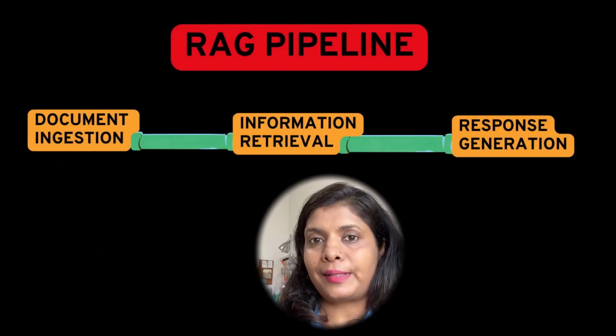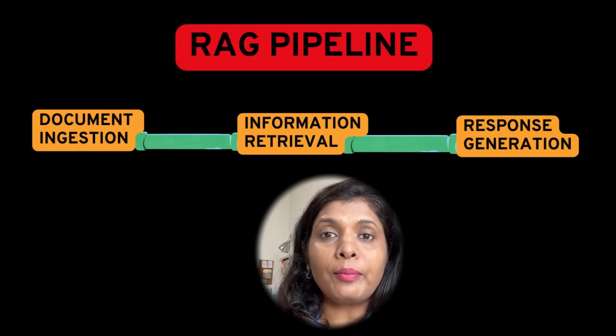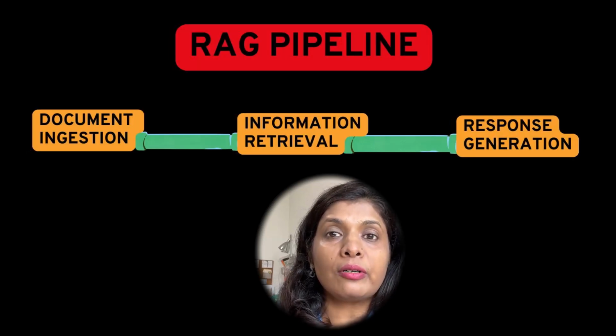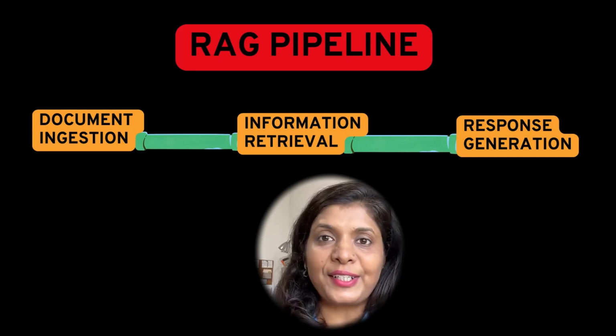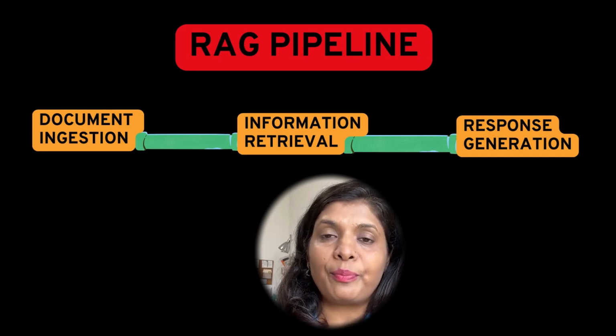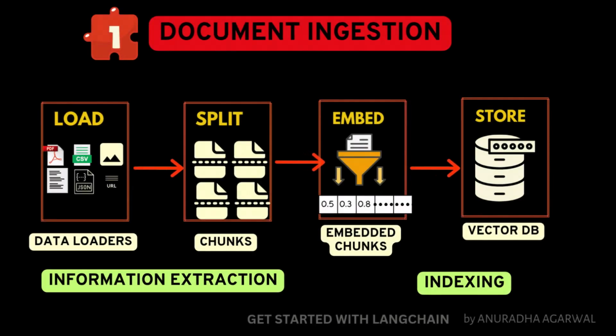At a high level, a RAG pipeline looks like this: document ingestion, where information is extracted and prepared; information retrieval, where relevant chunks are fetched based on the query; and then the third is answer generation, where the LLM uses both the query and the retrieved chunks to generate a response. So let's talk about phase 1, which is document ingestion, preparing the data. This is where we set up our data for retrieval.